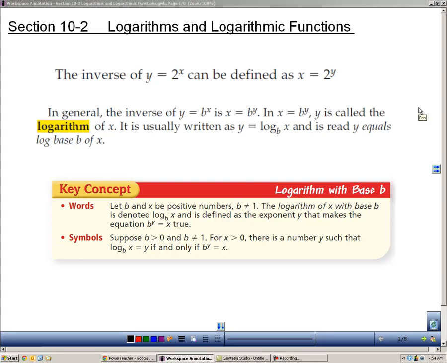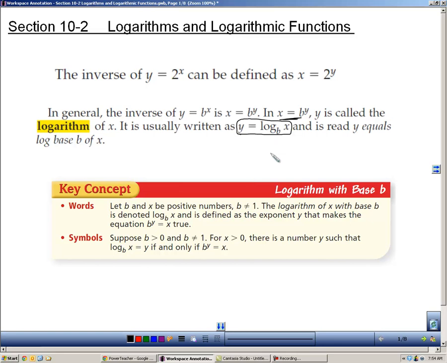Section 10.2 is about logarithms and logarithmic functions. Since you can have an exponential function y equals 2 to the x, you can define its inverse then as x equals 2 to the y by just switching the x and y. Well, it's this inverse that we're going to look at today, because in general this inverse is called the logarithm of x. If you have an x equals 2 to the y function like you do right here, we call that inverse the logarithm. And we write it this way: y equals log base b of x.